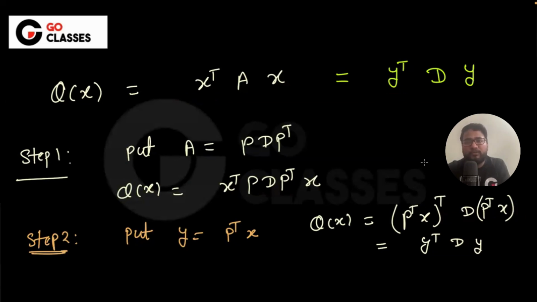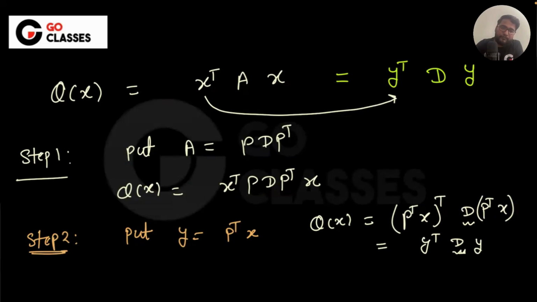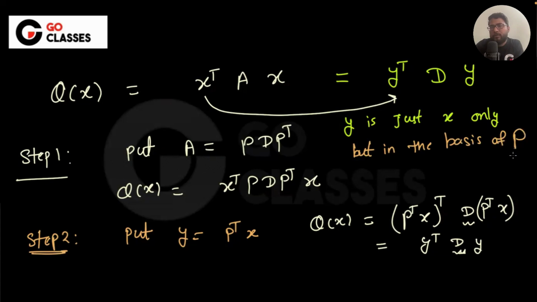If you have the coordinates of x in the basis of P, then this is the diagonal matrix of eigenvalues, right? So if you represent this particular vector x in the basis of P, you can write it as y transpose, where the relationship between y and x is that y is just x only, but in the basis of P. Then you can view this quadratic form as a diagonalization, basically having the diagonal matrix in between, instead of just having the symmetric matrix.